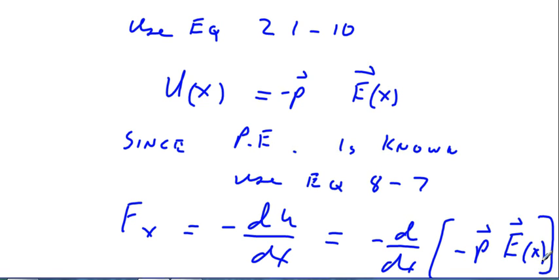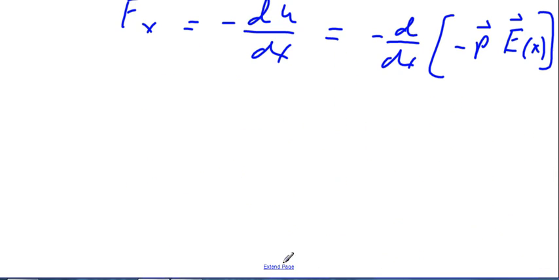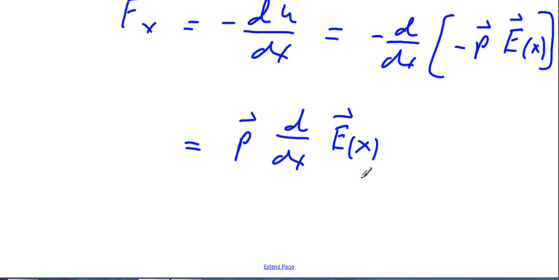So we have that, and since the dipole moment is not dependent upon x, this is equal to the dipole moment times dE/dx, the derivative of the field. Is that what we're supposed to do? We're supposed to, and because this is an x derivative, it's going to be in the x direction, so we can throw on an i hat. Alright, I guess we're done with that.